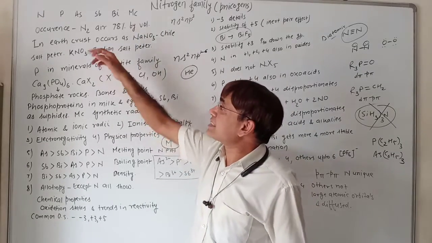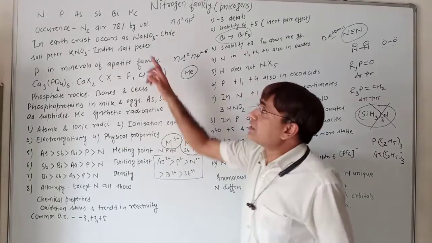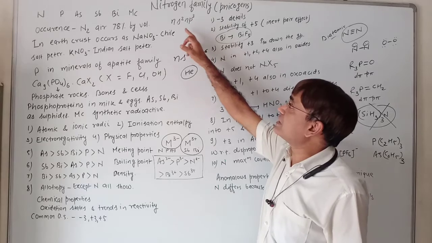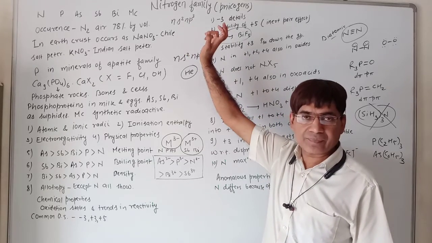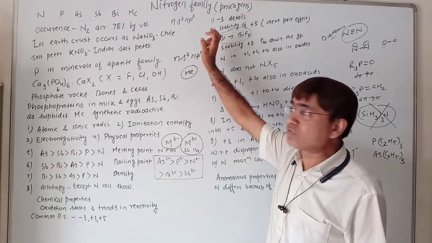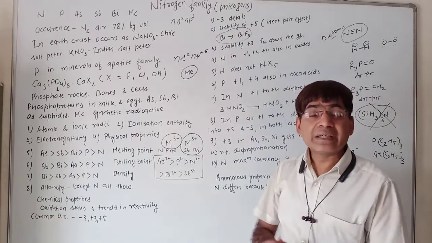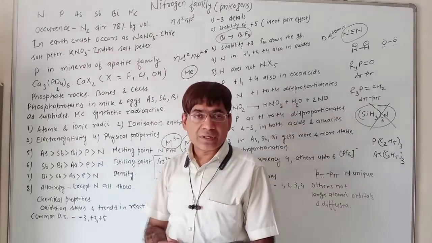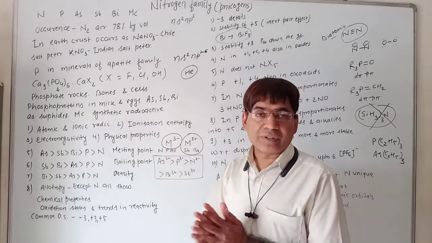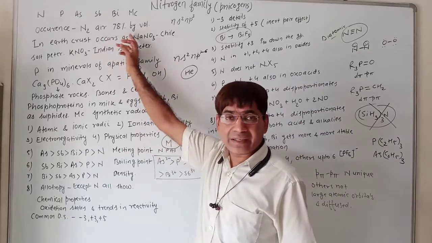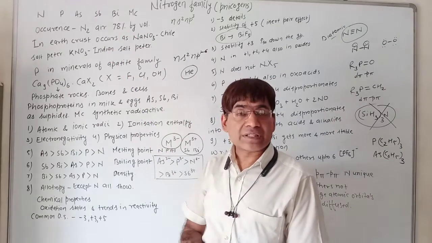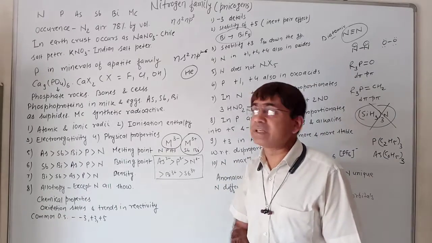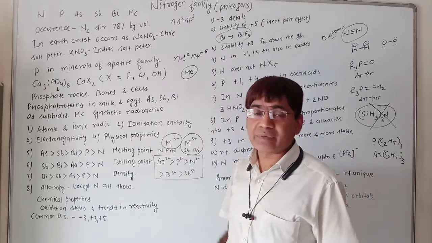Clear? Now, second is the occurrence of these elements. The general valence shell electronic configuration of nitrogen group members is ns2 np3. Fine? Now next is the occurrence. These elements of this group occur as follows. In air, nitrogen is present at 78% by volume. In air or the atmosphere, nitrogen is present as 78% by volume.